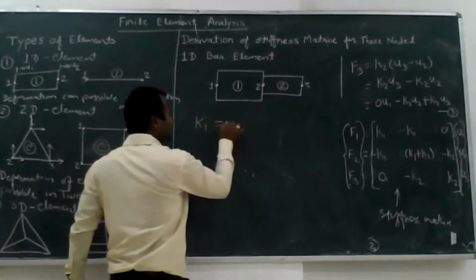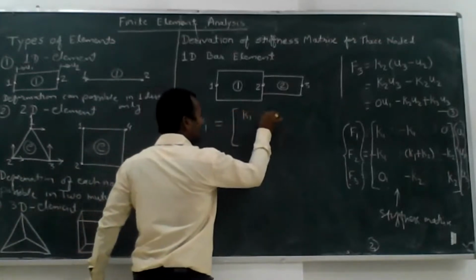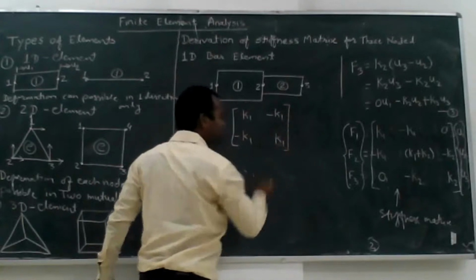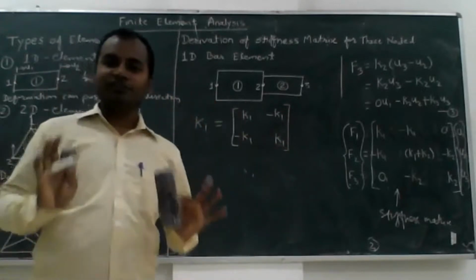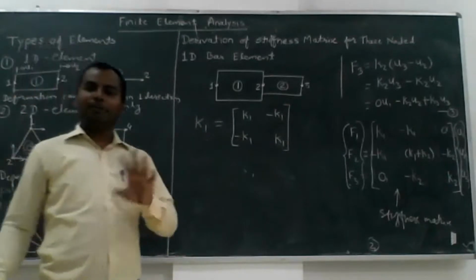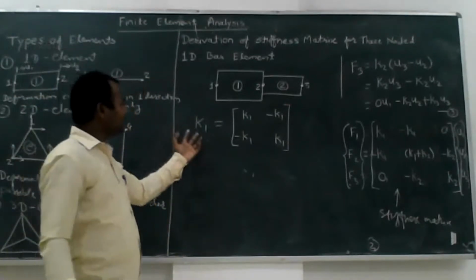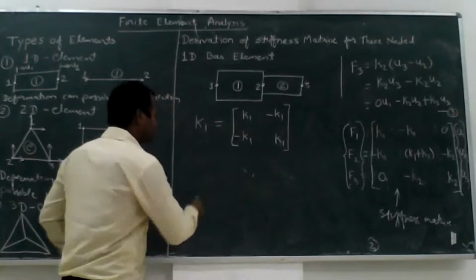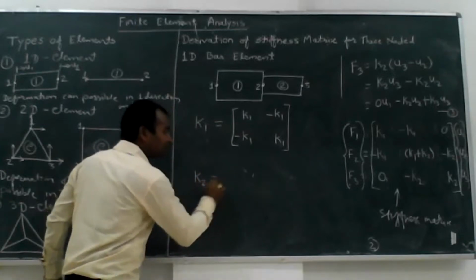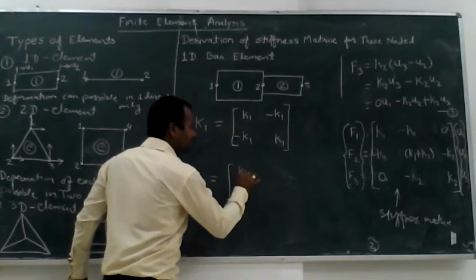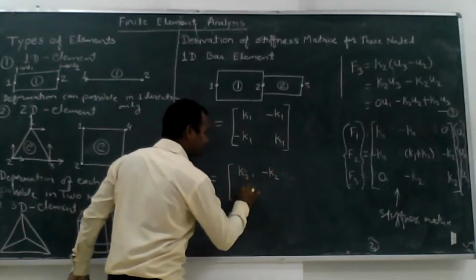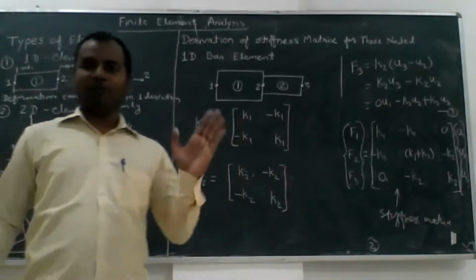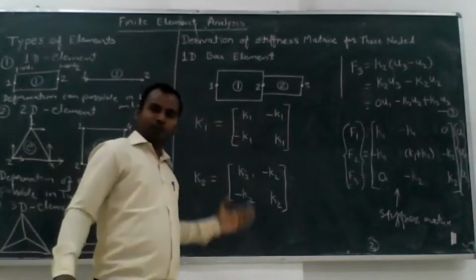So the element number 1 matrix will be equal to K1, minus K1, minus K1, K1. As we already discussed in the 2-noded element, the standard stiffness matrix for a 2-noded element will be K, minus K, minus K, K. So here I write K1 is equal to K1, minus K1, minus K1, K1. And for element number 2, that is K2, that will be equal to K2, minus K2, minus K2, K2. So this is the standard matrix. If a number of elements are there, we can write it as K1, K2, K3, K4.